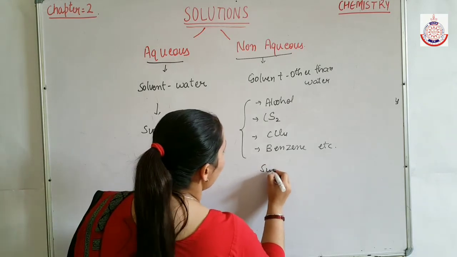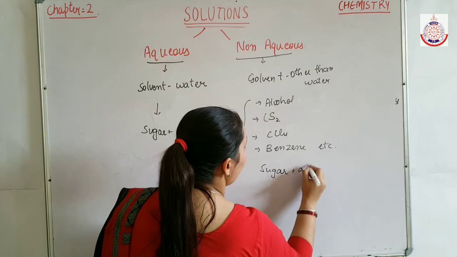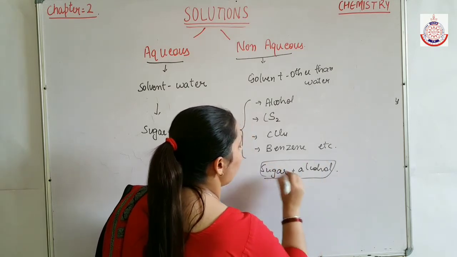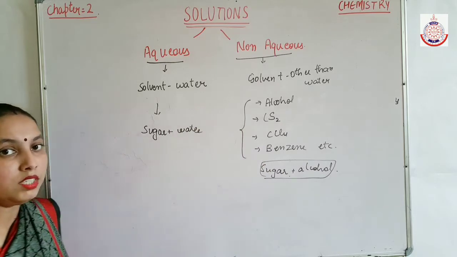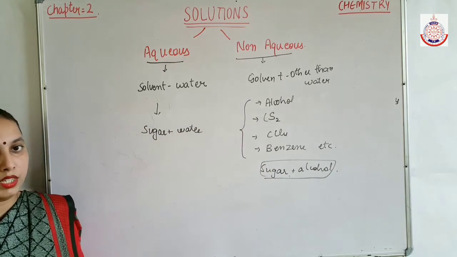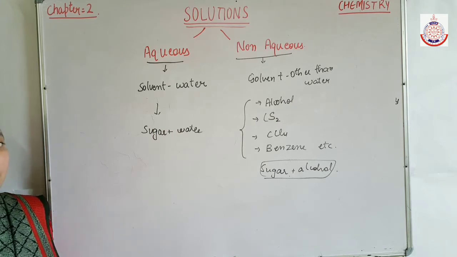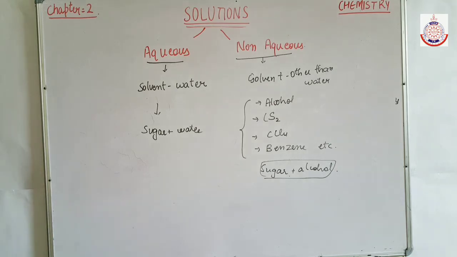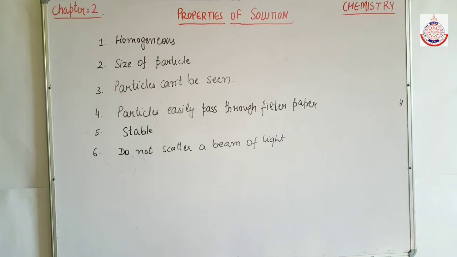If I dissolve sugar in alcohol, then that type of solution formed is known as non-aqueous solution. So this is all about aqueous and non-aqueous. Now we will discuss the different properties of solution. So what are those properties? Let's check. Now see the properties of solution.